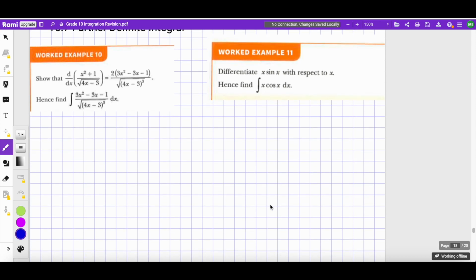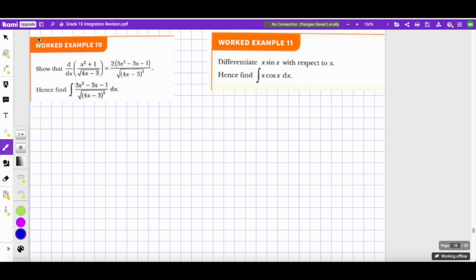All right, so let's look at example 10. They want you to differentiate this function here. So we'll go ahead and use quotient rule to differentiate. So d over dx of x squared plus 1 over root of 4x minus 3. No need for dx, it's already part of d over dx, so we just go ahead and use quotient rule.